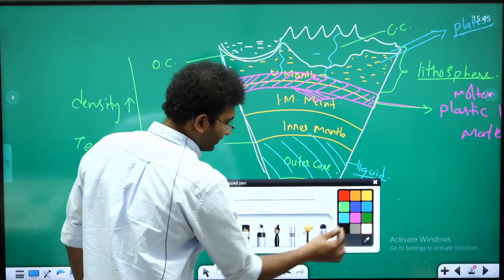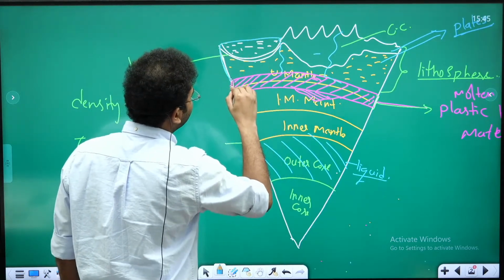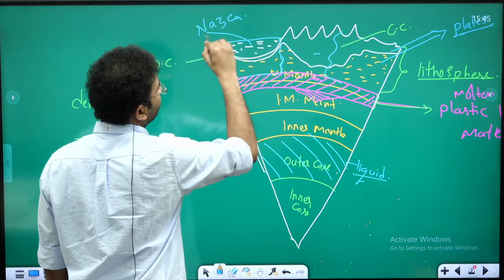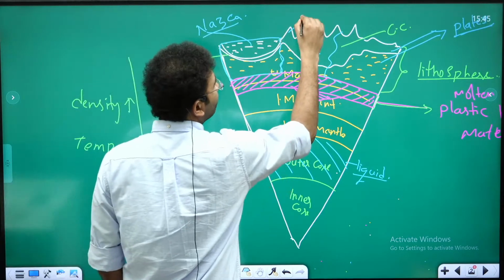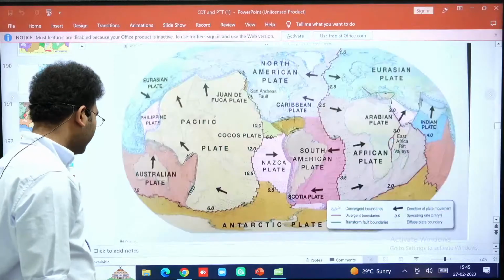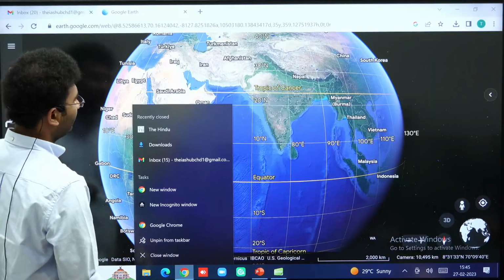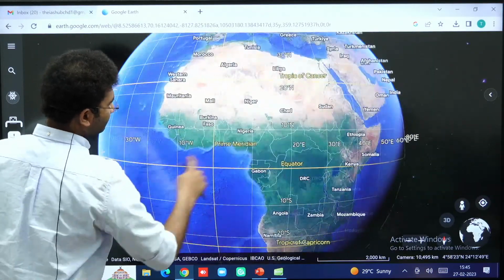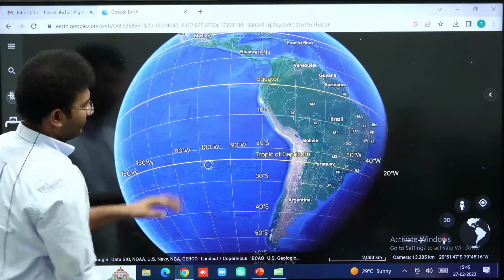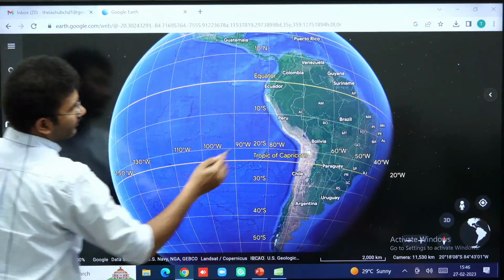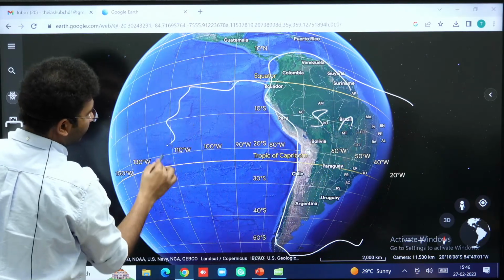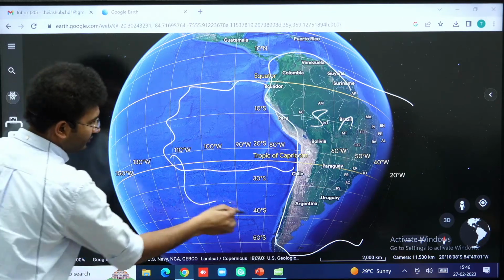Imagine, ये है आपका नाज़का प्लेट, नाज़का, और ये है आपका South America, right? So if you broadly look onto the globe also, you will find that this is your South American plate, and Nazca plate is somewhere here, right? To be more specific, it is like this.